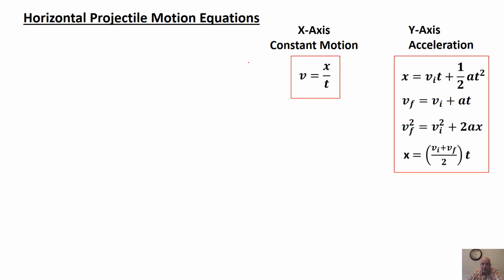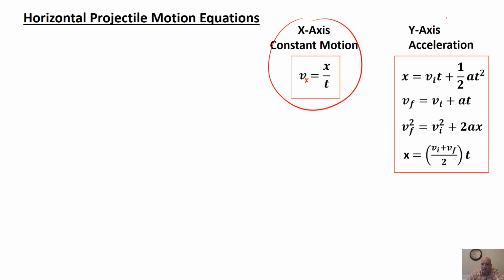Just a reminder about the equations. Since the x-axis is in constant motion, there's only one equation we're going to use. And there's specialized versions of this equation that we're going to look at, which we're talking about in the x-axis. There's only one equation, and we might want to call this Vx equals x times t. I'll show you the specialized equations in a second.